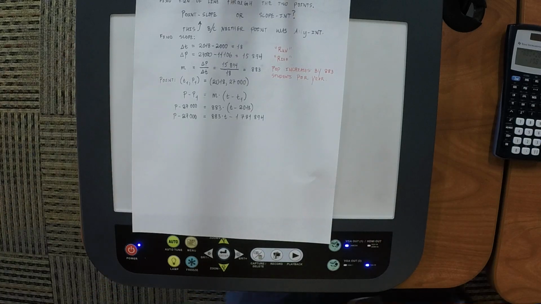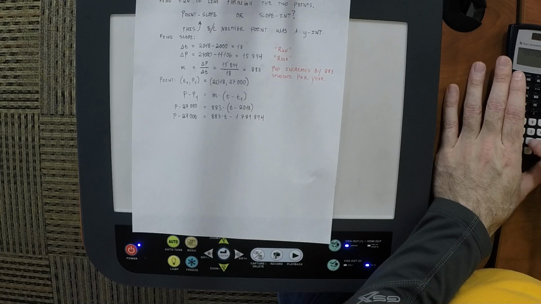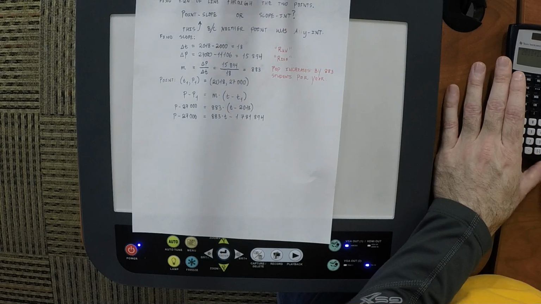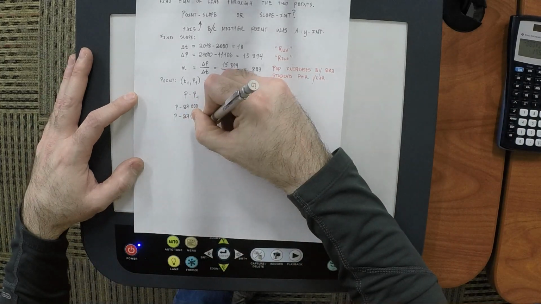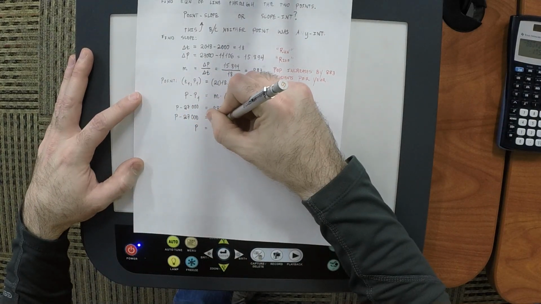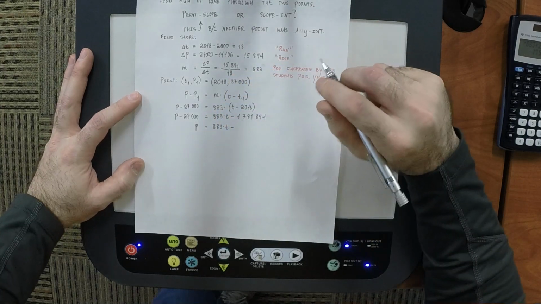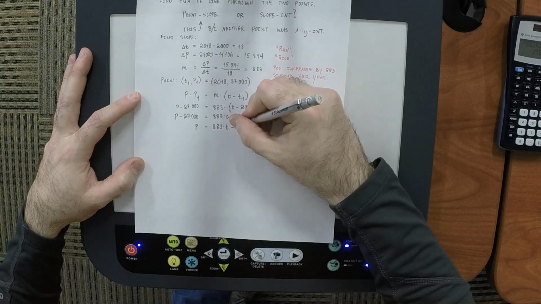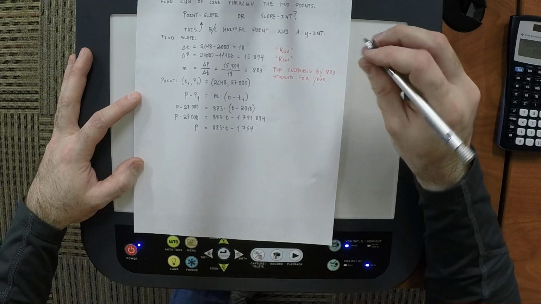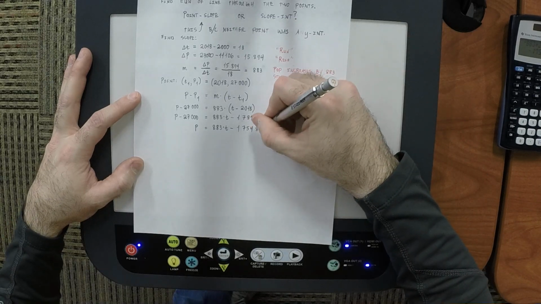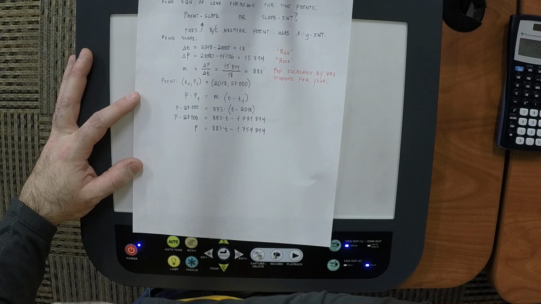Okay, then what do we need to do to solve for P? Add 27,000. Okay, so solving for P, P equals 883 T, and then subtract 1,754,894. Wow.